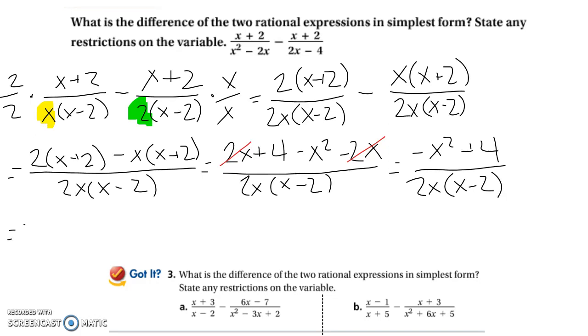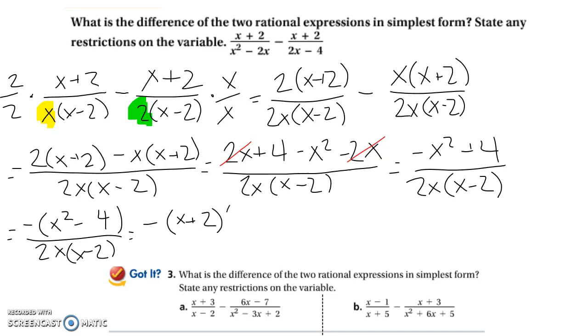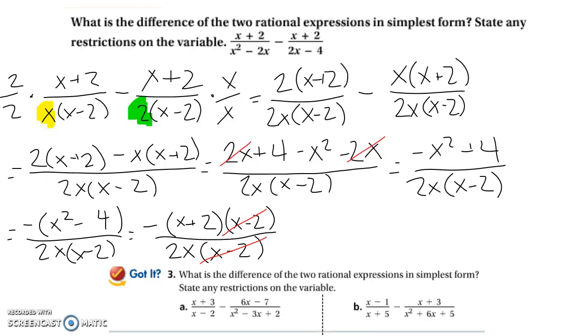To factor the numerator, I'm going to pull out a negative so that it's negative times x squared minus 4, divided by 2x times x minus 2. The numerator factors as x plus 2 times x minus 2, and that is still divided by 2x times x minus 2. Now that our fraction is completely factored, we can cancel the x minus 2 in the numerator and the x minus 2 in the denominator for a final answer of negative x plus 2 divided by 2x.